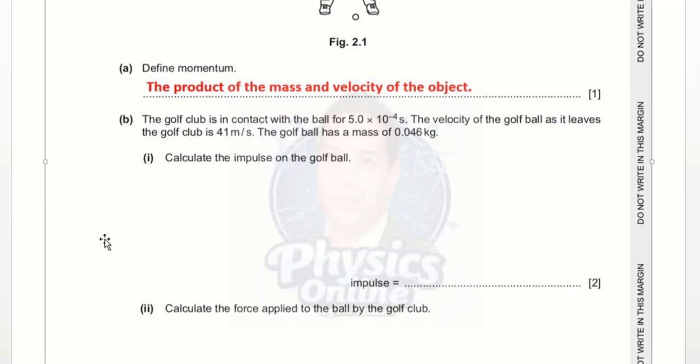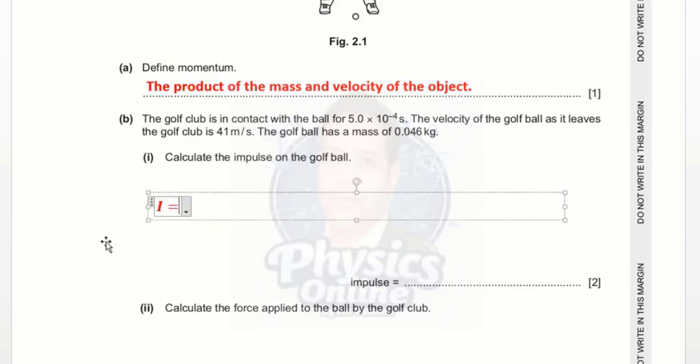The golf club is in contact with the ball for 5 times 10 power negative 4 seconds. The velocity of the golf ball as it leaves the golf club is 41 meters per second. The golf ball has a mass of 0.046 kilogram. Calculate the impulse. Impulse I equals the change in momentum, so m delta v, change in velocity.